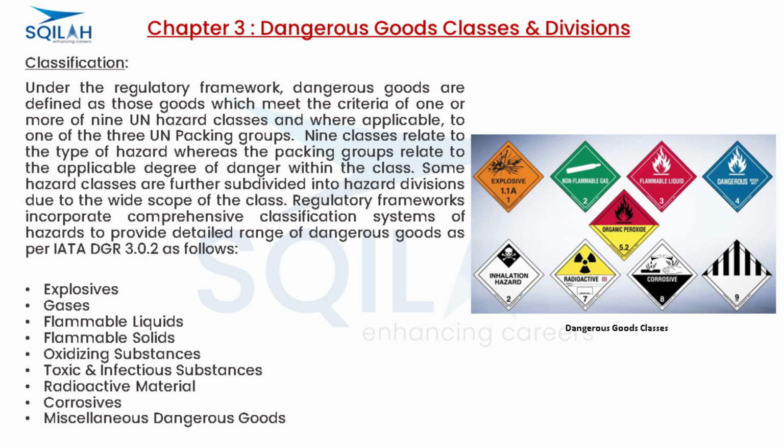Regulatory frameworks incorporate comprehensive classification systems of hazards to provide a detailed range of dangerous goods, as per IATA DGR 3.0.2, as follows. Explosives, gases, flammable liquids, flammable solids, oxidizing substances, toxic and infectious substances, radioactive material, corrosives, miscellaneous dangerous goods.